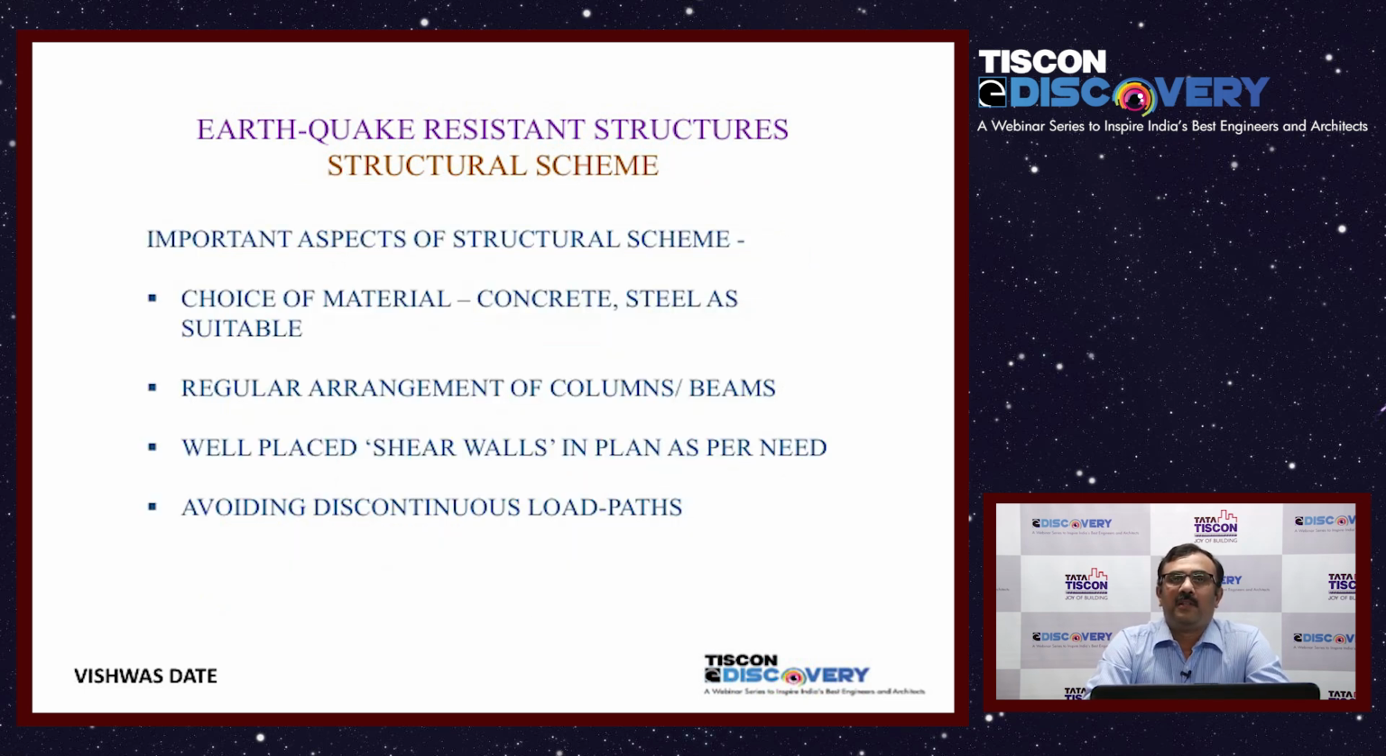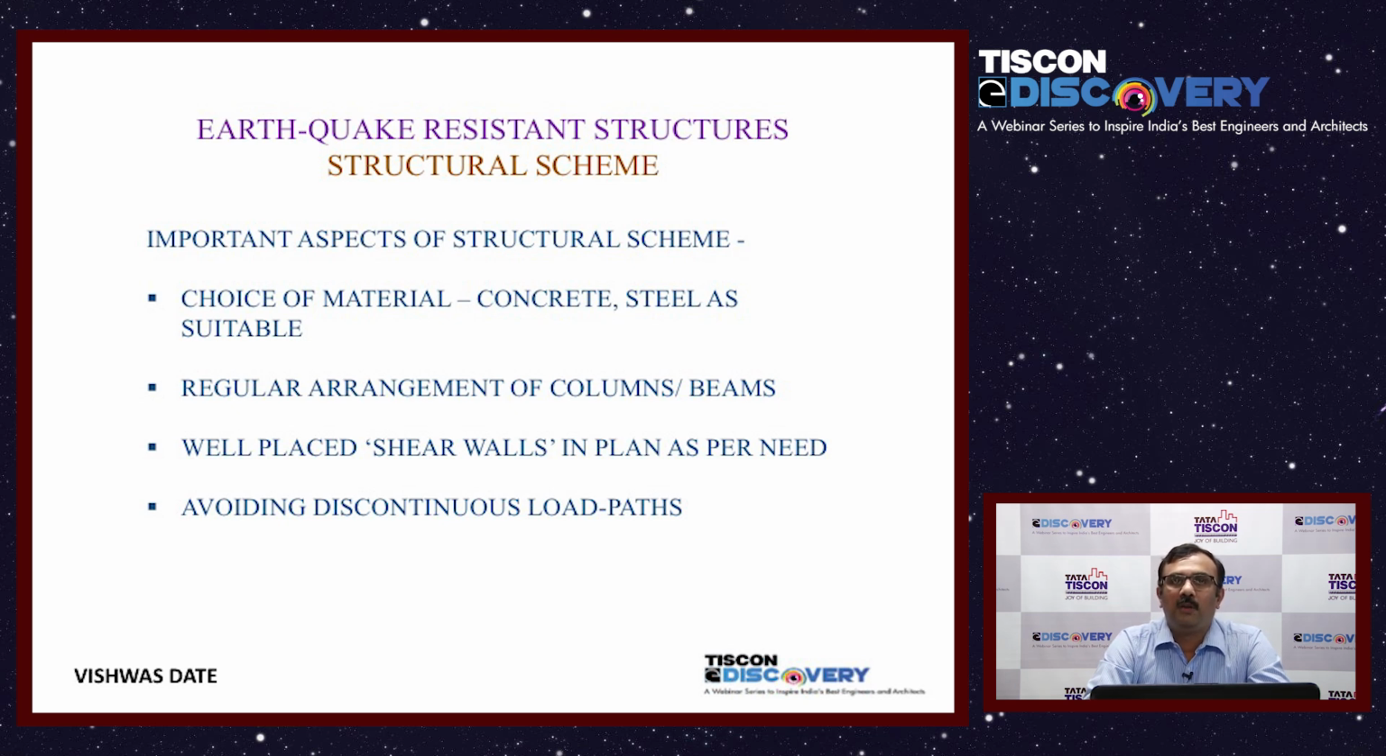Once the architectural plan is available to a structural engineer, his job is to provide a safe and sound system. That stems from the structural scheme. In the structural scheme, the first choice one has to make is the choice of material. It could be concrete, steel, or wood, depending on suitability. It could be composite. The second thing will be the planning of vertical elements and the load distribution elements, what we call columns and beams.